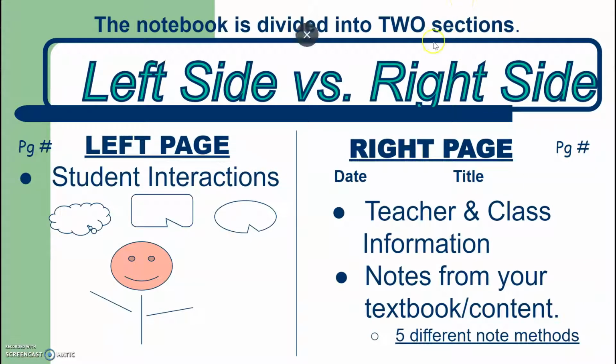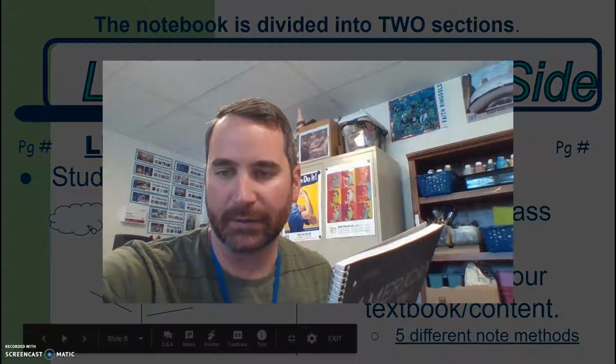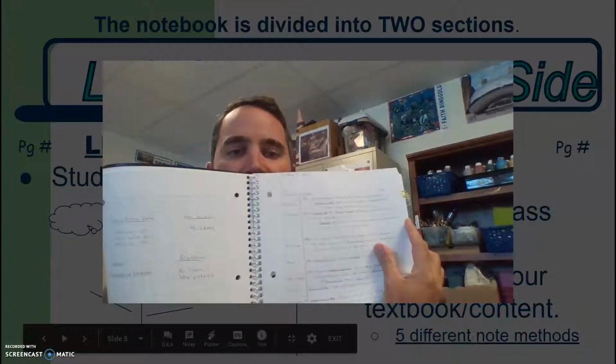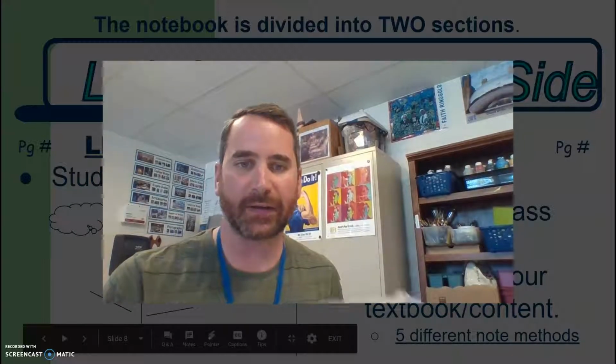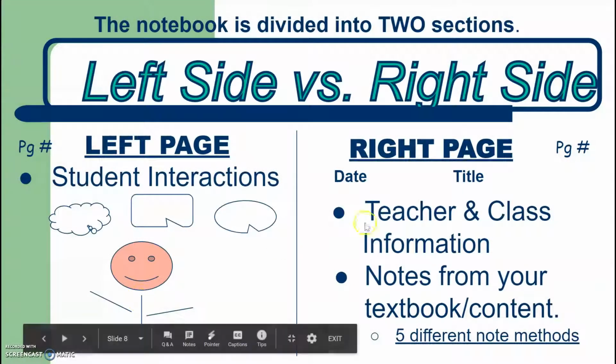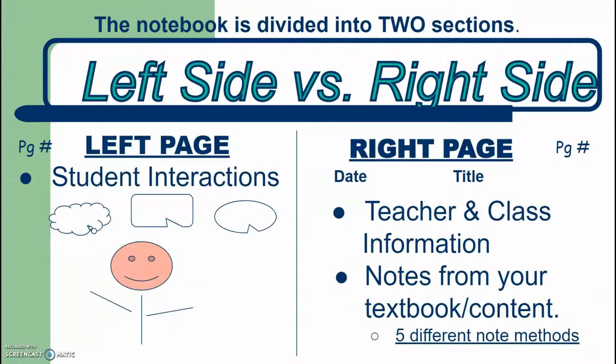The main thing to keep in mind when doing interactive notebooks is you save the right side of your notebook. If you were to open your notebook, lay it out flat. Okay. Pull out the sample here. Open up your notebook, lay it out flat. If you look down at it and look at the right side of your notebook, that's the place where I want you to take your notes. So this is where you have your teacher and class information, notes from your textbook and the content.